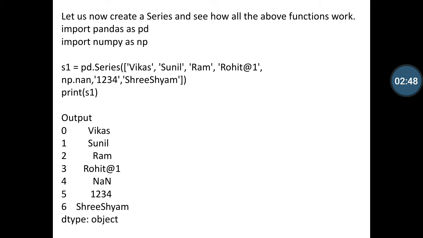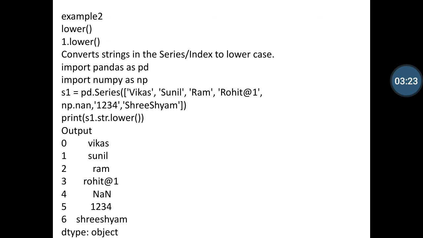You can notice that column 1 defines the index value, which is created by default by the pandas library, and the values in our list are also shown against an index value, such as 0 as Vikas, 1 as Sunil, 2 as Ram, 3 as Rohit@1, 4 is the null value, 5 is 1234, and 6 is Shri Sham, and the data type is also shown here as object.